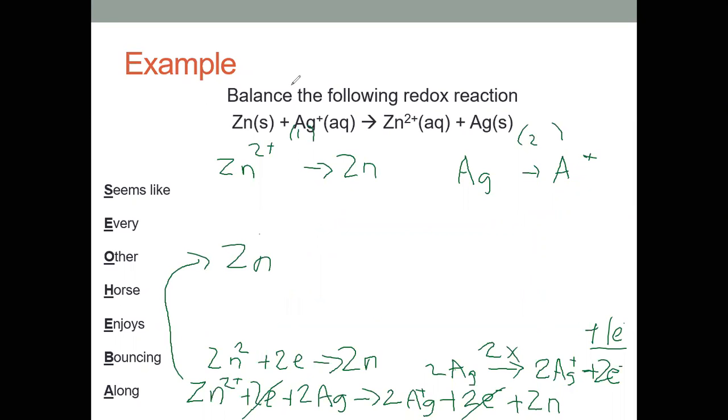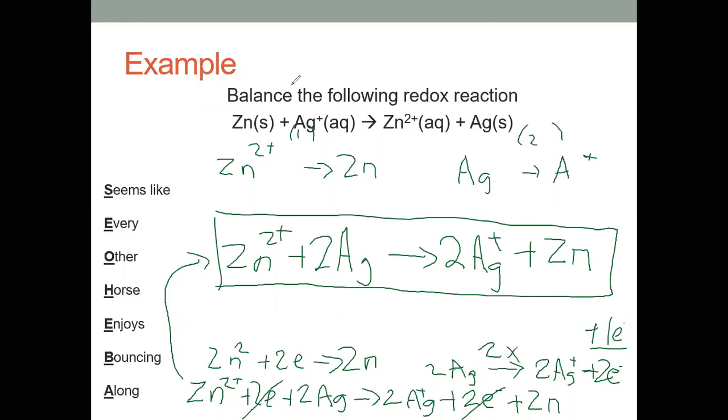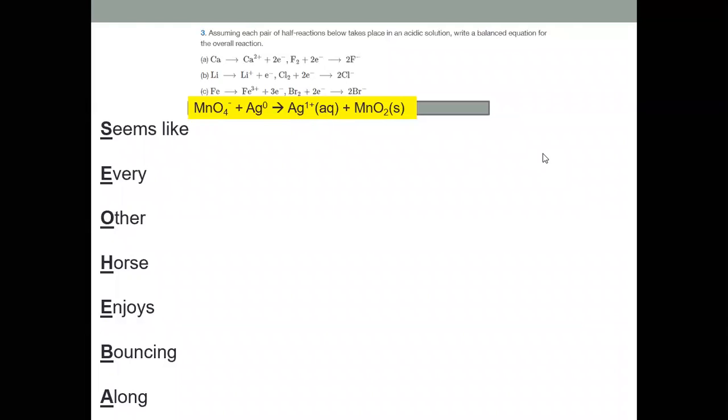That's Zn2+ plus 2 Ag, and that's going to 2 Ag+ plus Zn, and that is a balanced redox reaction. Okay, let's clear those steps, and let's go to our next example.